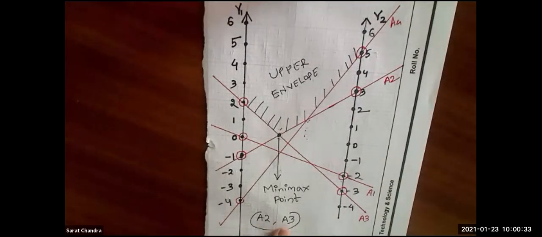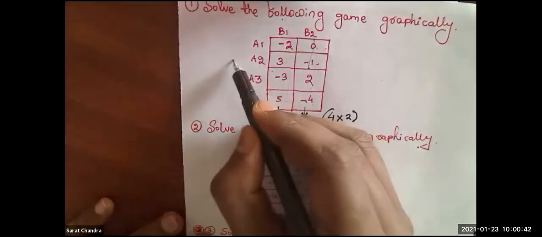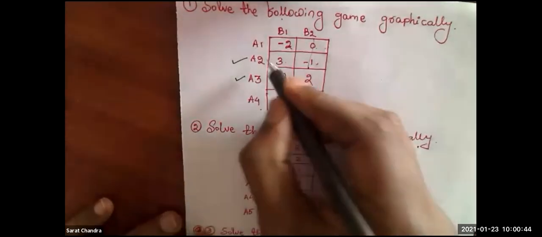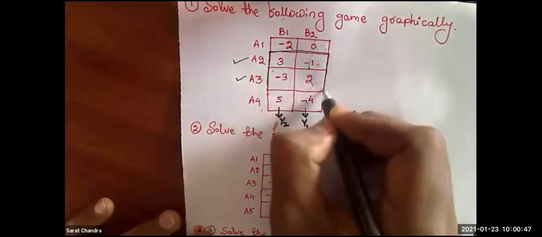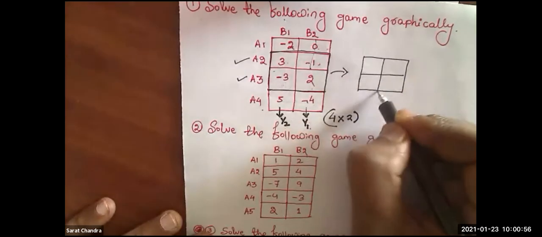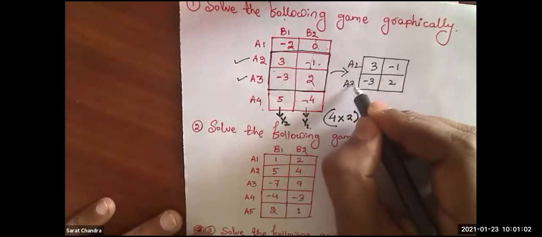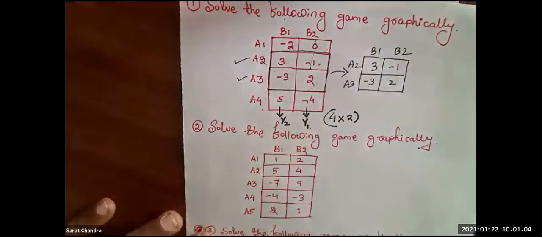Clear? Now I will construct a 2 by 2 matrix. How to construct a 2 by 2 matrix? Because I found out my two optimum lines are A2 and A3. So where is A2 and where is A3? This is A2, this is A3. So this will be my 2 by 2 matrix. I will write here once again. It will be 3, minus 1, minus 3, 2. This is A2, this is A3, this is B1, this is B2.